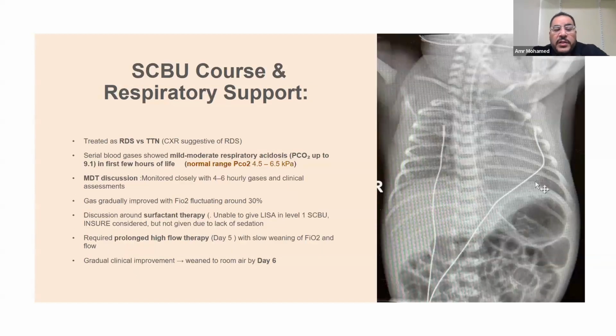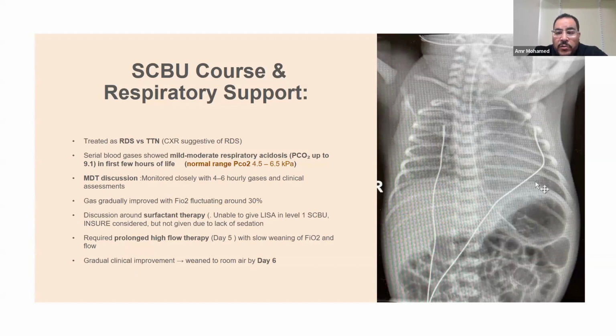In SCBU, the differential diagnosis we had was RDS versus TTN because the respiratory rate was more than 75. But the X-ray, as you can see, is suggestive of RDS. Serial blood gases done in the first few hours of life showed mild to moderate respiratory acidosis with pCO2 up to 9.1 in the first few hours of life.